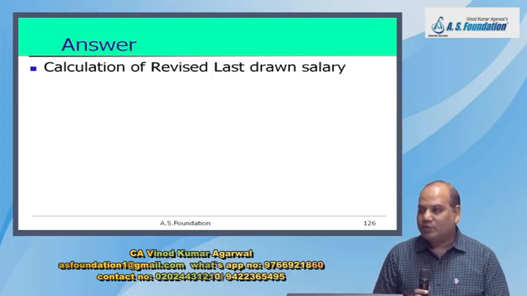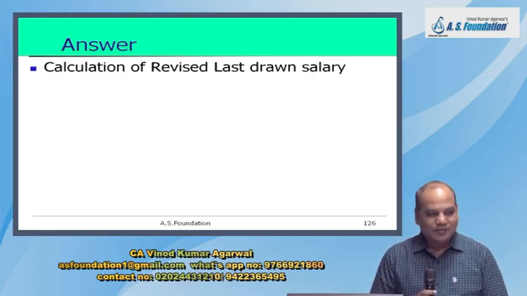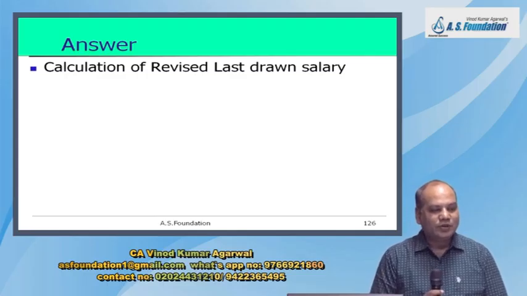Now write down step number 7. Sir, why 7? Why not 6? 6 was journal entries. Step 6, journal entries for first 3 years.